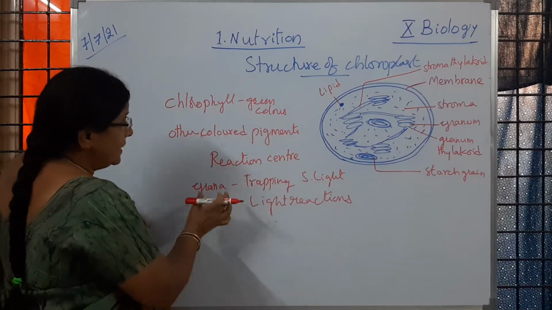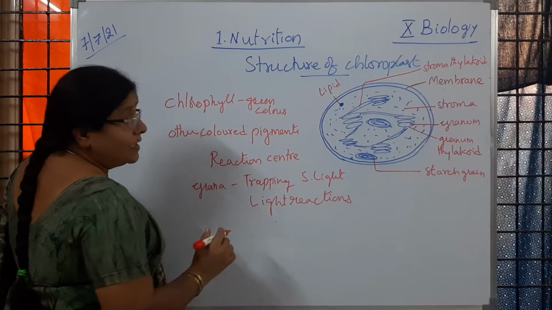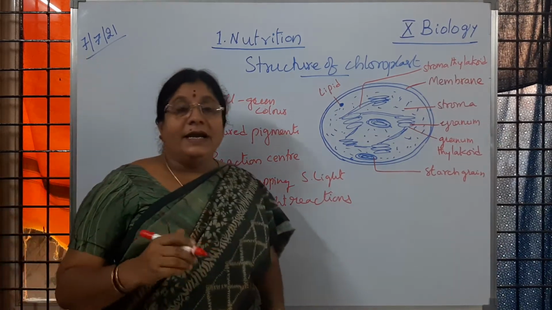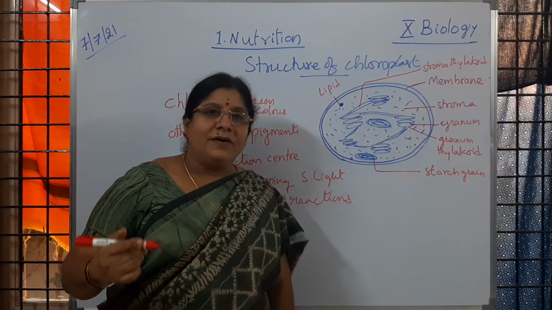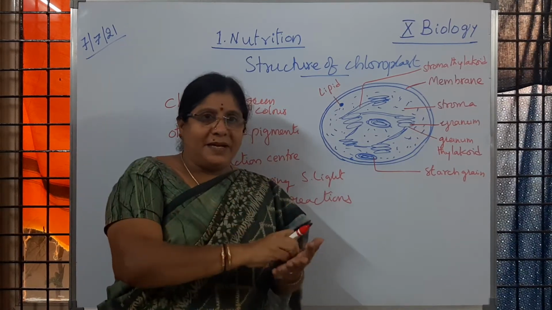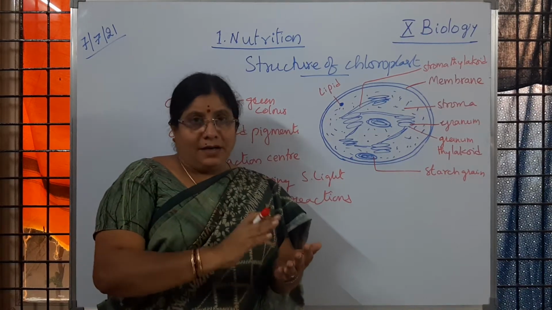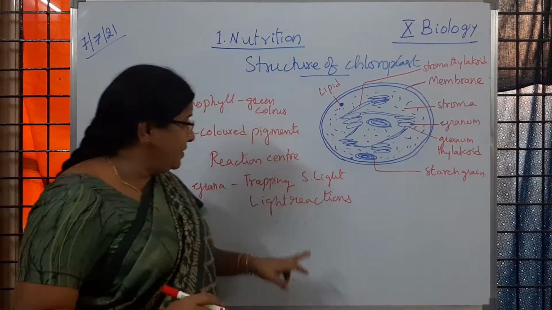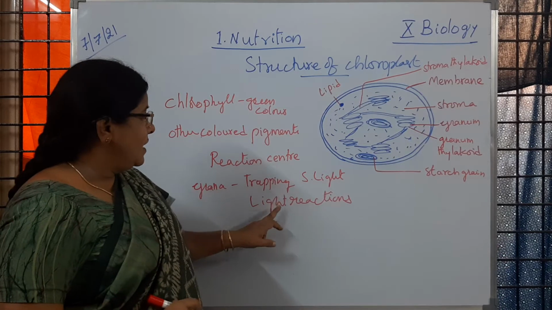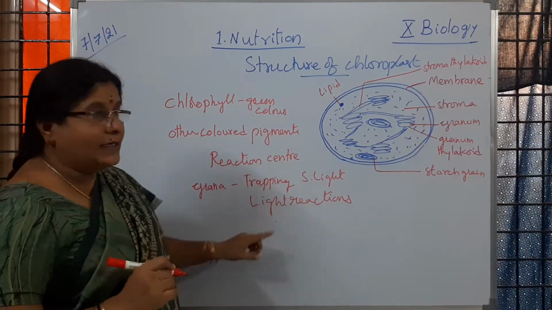So now here the grana is helping in trapping solar energy in light reactions. What is happening in light reactions, we will learn further. So now we learn fixing of solar energy is happening, which helps in releasing of oxygen and water. Is it clear to you? So that process is carried out by grana, which comes under light reactions.